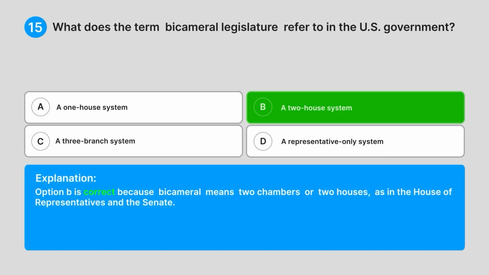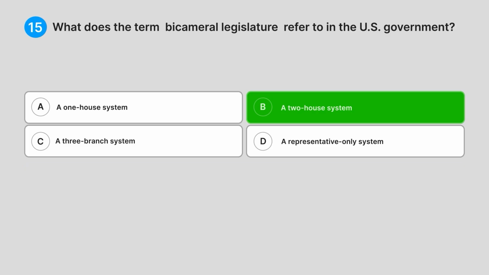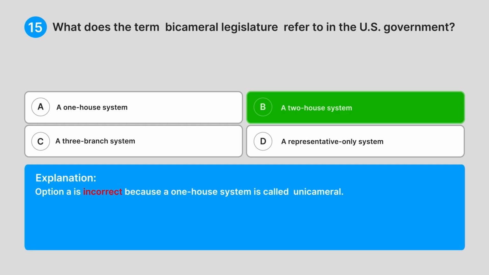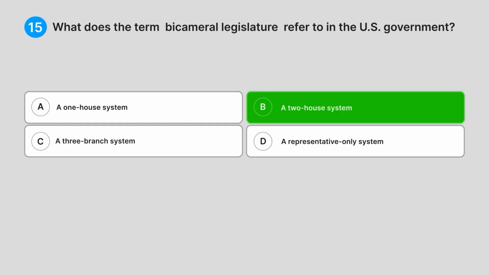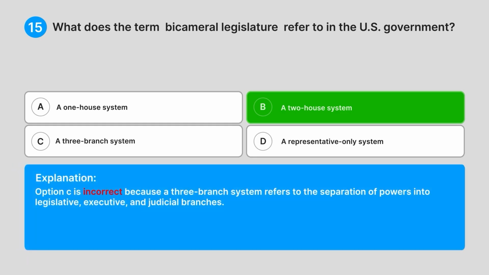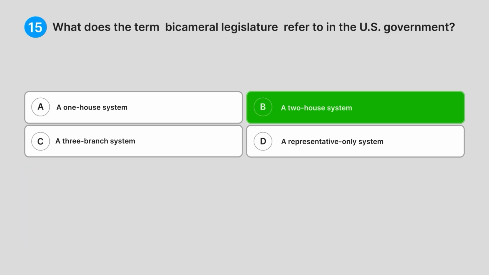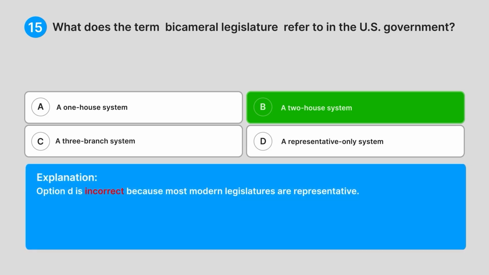Explanation: Option B is correct because bicameral means two chambers, or two houses, as in the House of Representatives and the Senate. Option A is incorrect because a one-house system is called unicameral. Option C is incorrect because a three-branch system refers to the separation of powers into legislative, executive, and judicial branches. Option D is incorrect because most modern legislatures are representative.